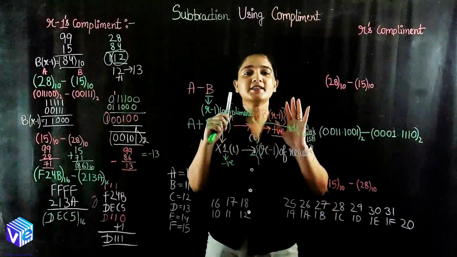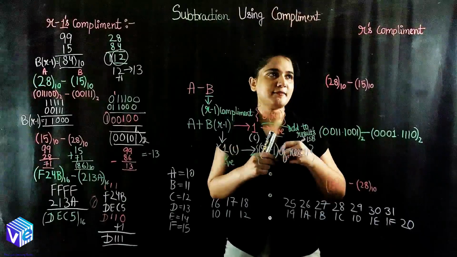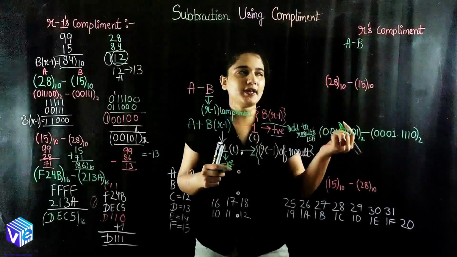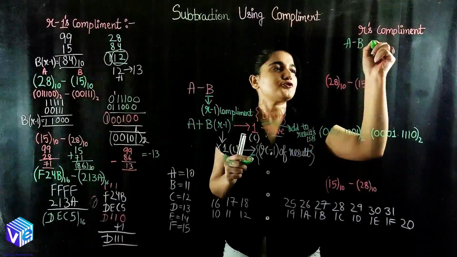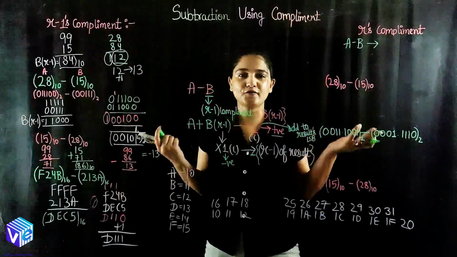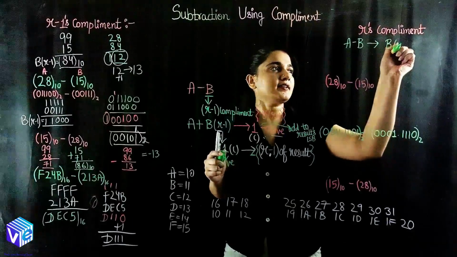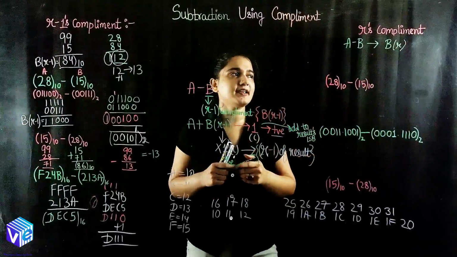Now coming to the subtraction using the r's complement. Again I have to perform the same operation. I have to perform A minus B. Okay, now with the help of r's complement I will be doing this. Okay, so now first of all I have to take the r's complement of what? Of B. Okay, so we will be taking B's r's complement. So r's complement of B is represented as BR.